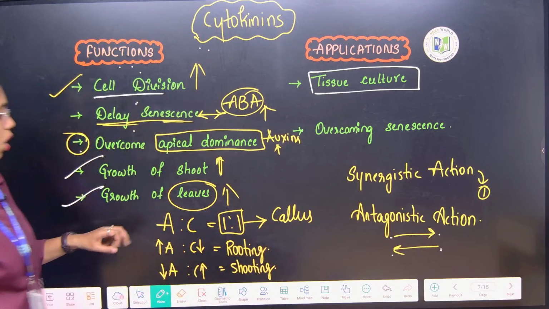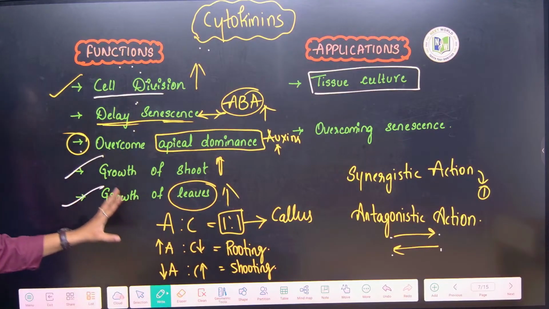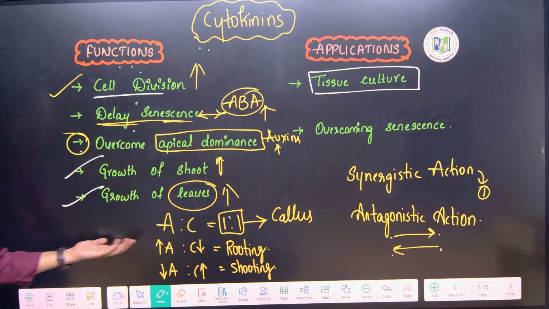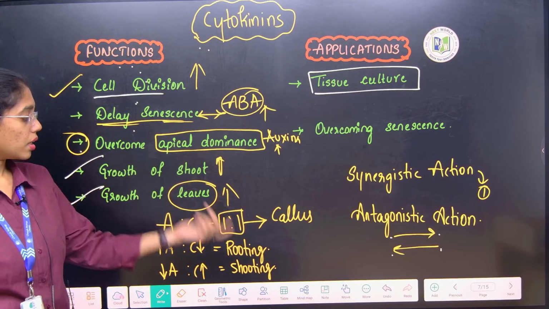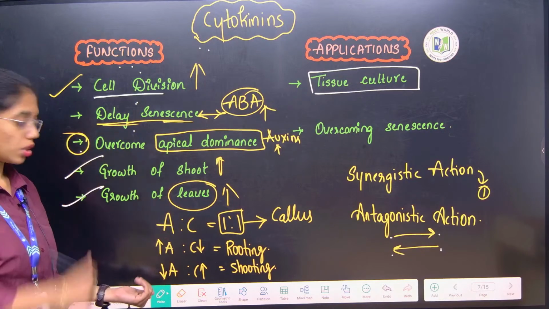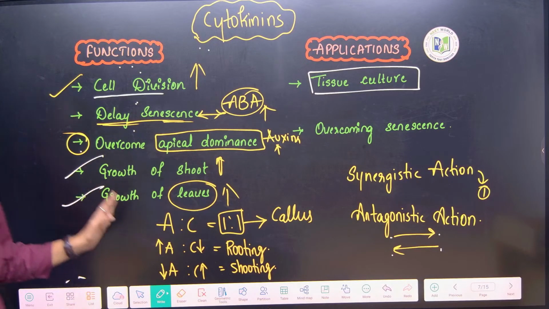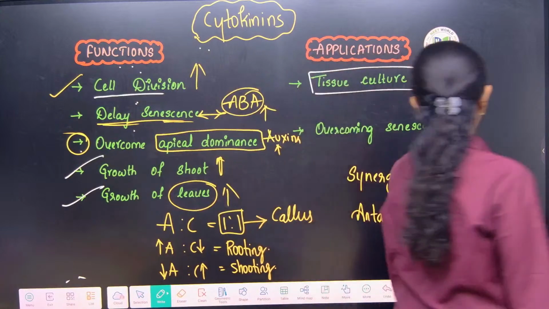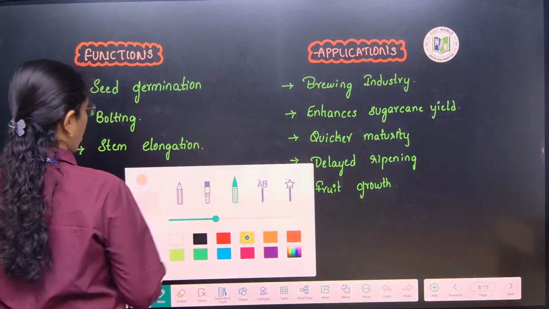Okay. So, auxin cytokinin ratio, if it is same 1:1, this will help in the formation of callus. Auxin concentration is more, cytokinin concentration is less, this promotes rooting. Auxin concentration is less, cytokinin concentration is more, this promotes shooting. Got it, ma? These are the applications of what? Cytokinins in tissue culture. Next, about gibberellic acid or gibberellins.